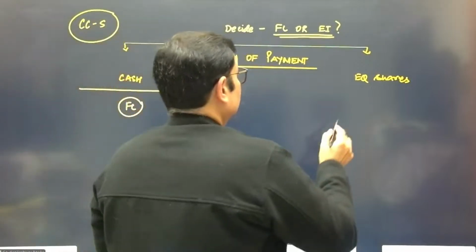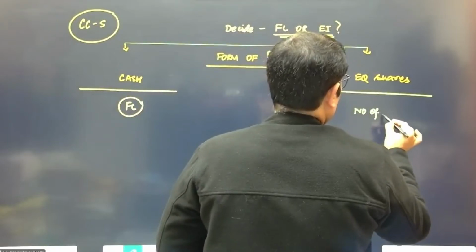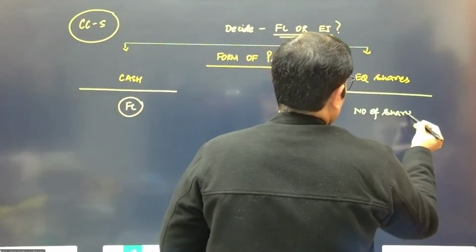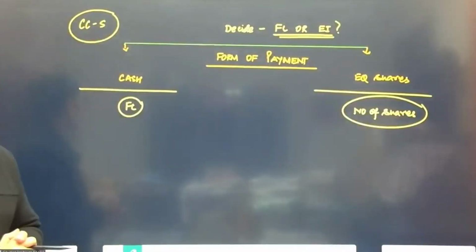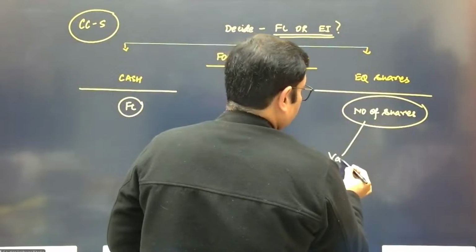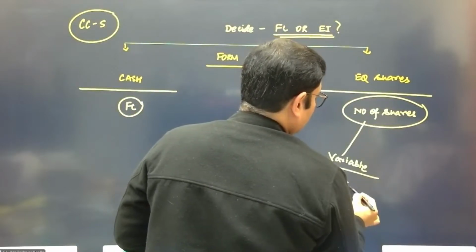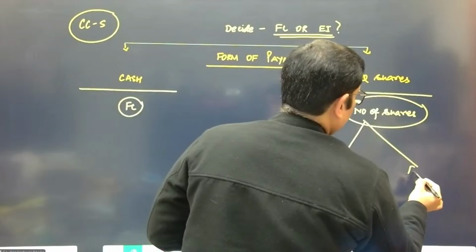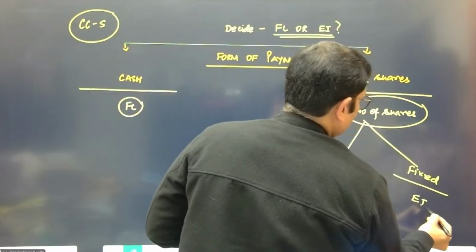But if it is supposed to be equity shares, then it depends upon the number of shares. That also we've seen in terms of Ind AS 32. If the number of shares is variable, it is a financial liability. And if the number of shares is predetermined, that is fixed, it is supposed to be an equity instrument.